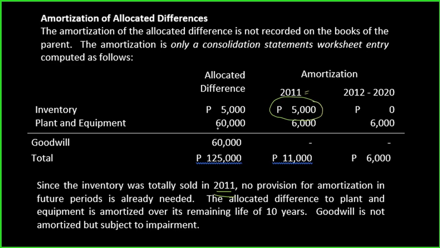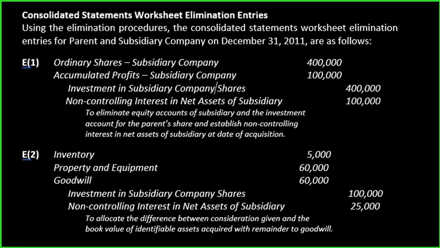What about this 60,000? Under the assumption that the life of the equipment is 10 years, 60,000 divided by 10, you get 6,000 every year in your amortization. Goodwill is not amortized but subject to impairment. So, wala po tayong amortization dyan. Let's go to your elimination entries.